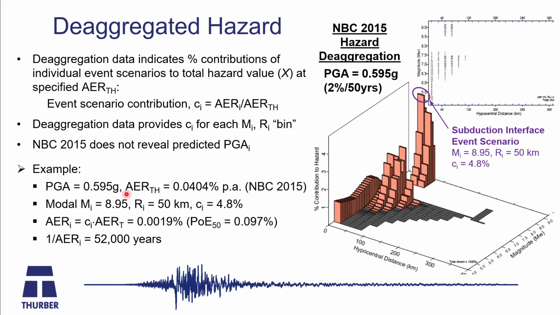So if we look at that, what we can gather is that the annual exceedance rate for that particular event is going to be basically 5% of 0.04%, right? So it's 1/20th of 0.04%, or 0.002%. If you think about that in terms of return period, that's 52,000 years. Okay, so the biggest contributor to the hazard is an individual event with a return period of 52,000 years.